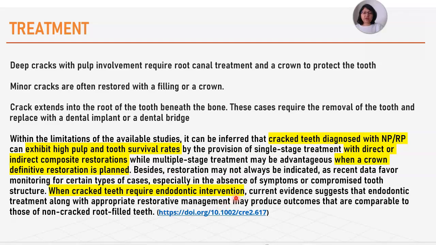When cracked teeth require endodontic intervention, current evidence suggests an endodontic treatment with appropriate restorative management may produce outcomes that are comparable to those of non-crack root-filled teeth. So if the tooth requires endodontic treatment, like a cracked tooth, or maybe even your fractured cusp, if the previous restoration was really deep, and it's a fractured restoration along with the fractured cusp, and you take out the old restoration and see you've actually gone deeper into the pulp, those will go into root canal and you will give a crown. And these cases also have, according to the study, longer and better outcomes.